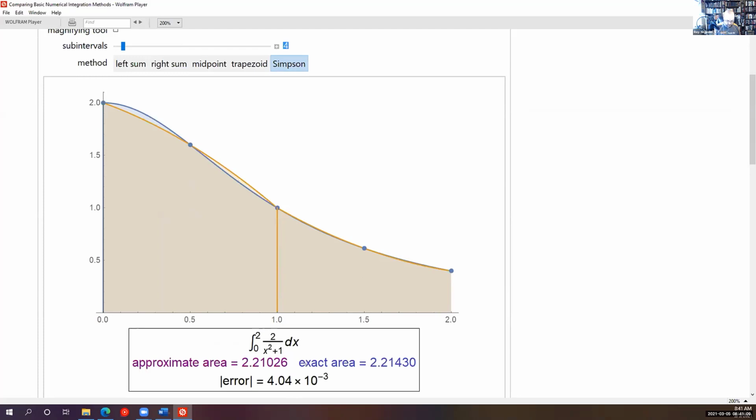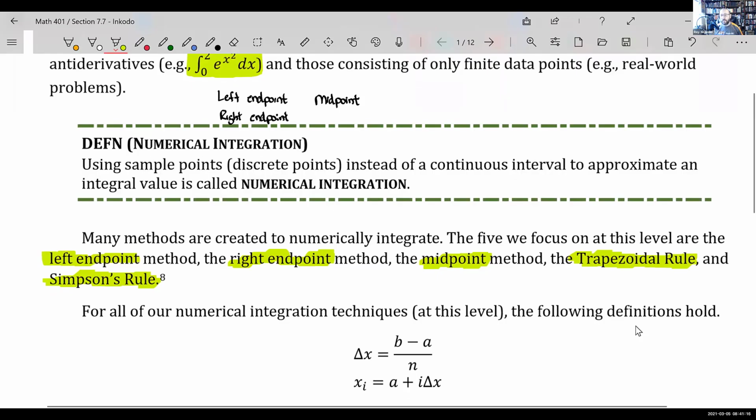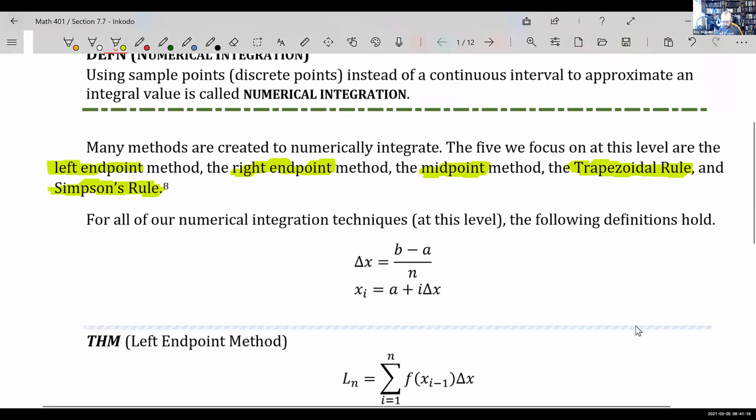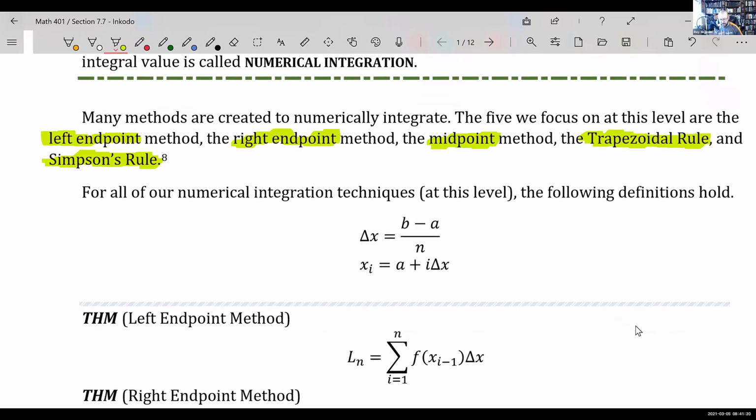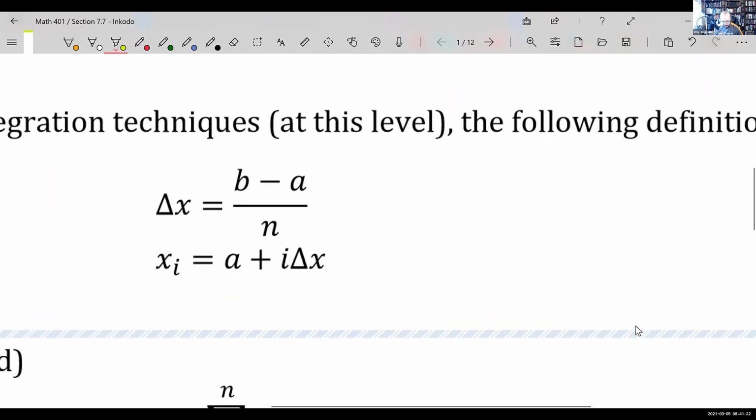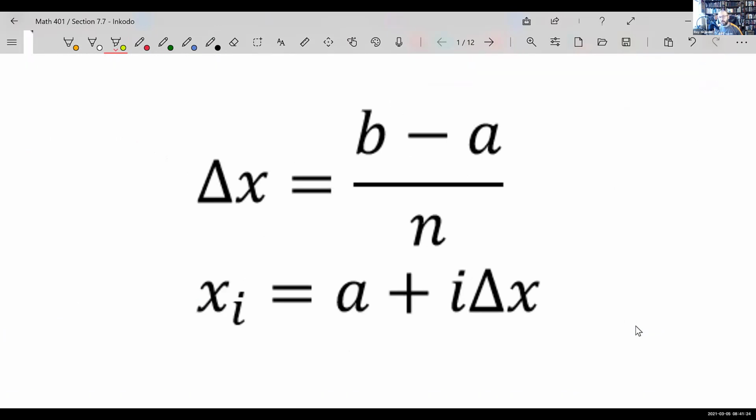Let me go back because I can't see my chat window when I'm on this. All right, so that's a preview of where we're going. All of our numerical integration techniques, at least at this level, still have these same 2 conditions. Delta x, the width of each slice, is always b minus a over n, and x sub i is always a plus i delta x. Those 2 are constant for all of our integration techniques at this level.